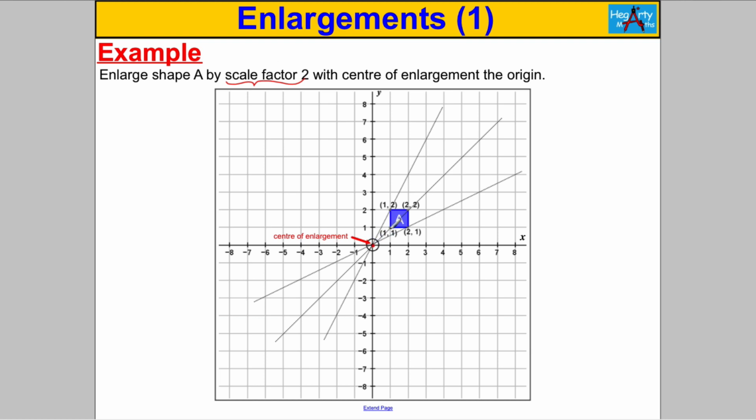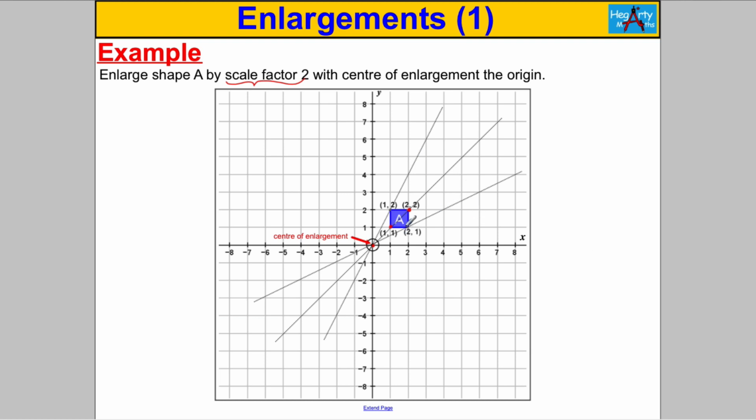So this corner here, or this vertex here, is 1, 1. Now it is 1 to the right and 1 up from the center, so we're going to double both of those and go 1, 2 to the right and 1, 2 up, and that's where that point will become. Notice it's on the ray line. The ray lines are helpful because our points will always end up on the ray lines.